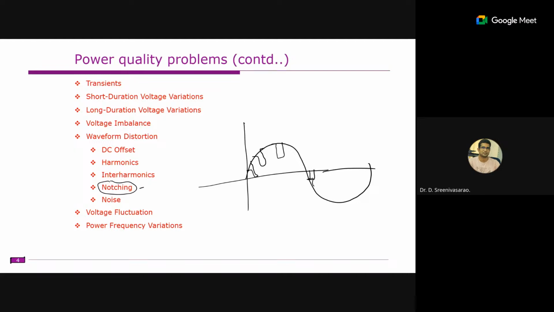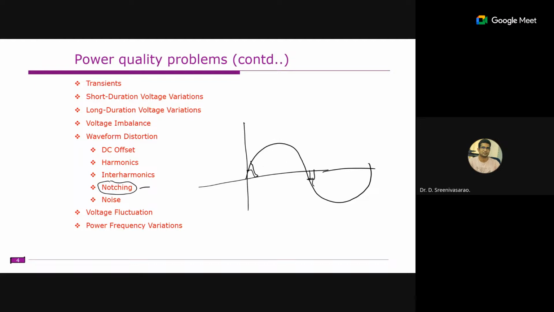One of the main sources of notching is, let us assume, in the case of thyristors: during commutation, there is a chance that two devices will be simultaneously turned on. That may lead to a short circuit of two phases for a brief period of time. In that case, we can expect a slight reduction in the output voltage waveform. So this is notching.